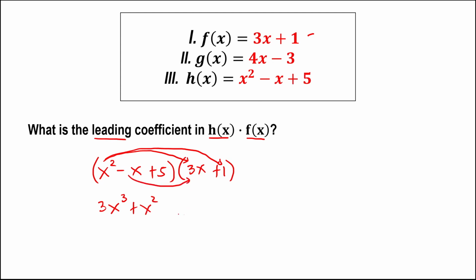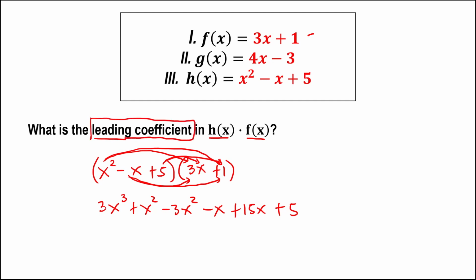Then negative x times 3 is negative 3x squared. Negative x times 1 is negative x. 5 times 3x is 15x. And 5 times 1 is positive 5. Now take note that the leading coefficient is the coefficient of the highest exponent. Since the highest exponent is 3, the leading coefficient is equal to positive 3.